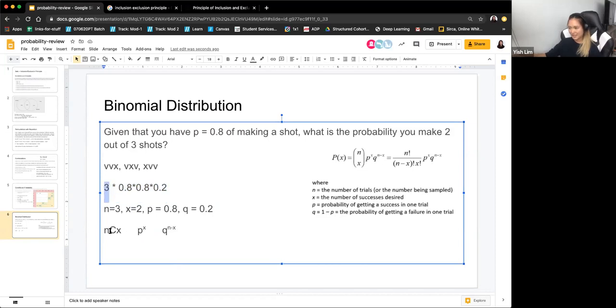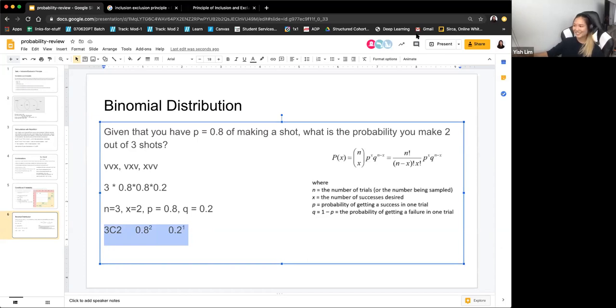The 3 actually comes from 3 choose 2. If you evaluate 3 choose 2, it comes out to the number 3. And then here we have P, 0.8. And because you have 2 successes, we're going to raise this to the power of 2. And here your failures, 1 minus 0.8, which is 0.2, and n minus x is the number of failures, so in this case it's only to the power of 1. And multiplying this together, you get the probability of making 2 out of 3 shots.